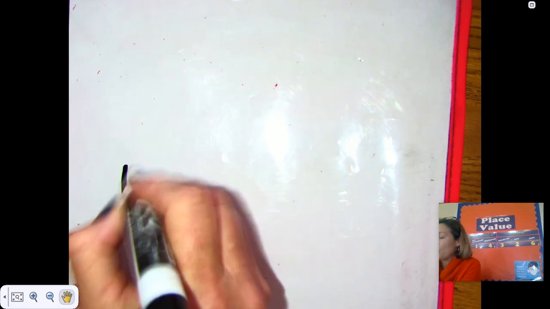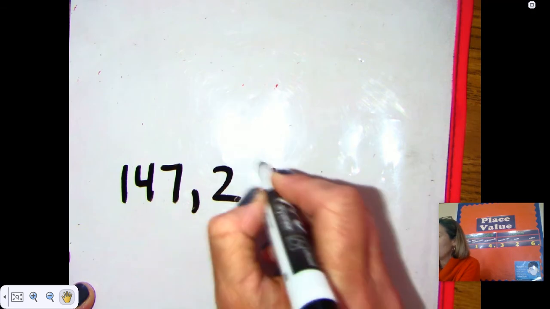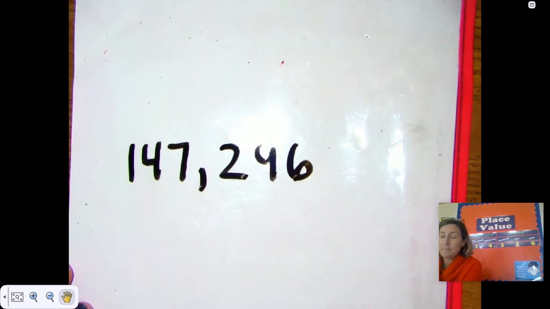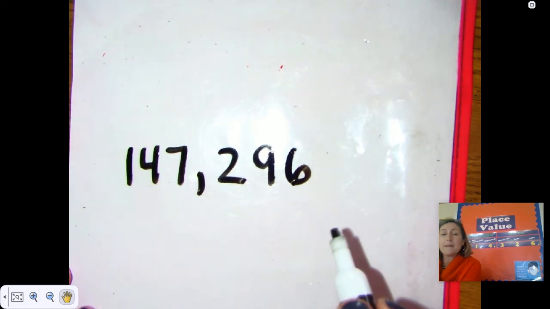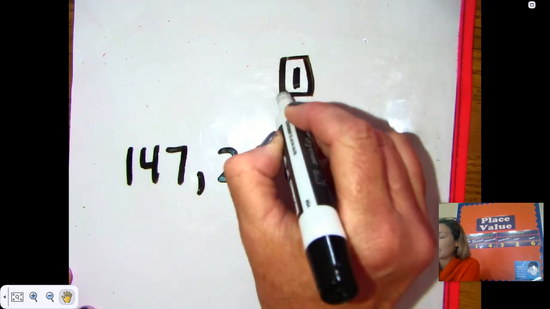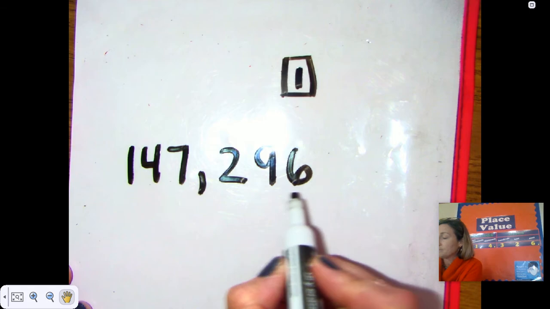All right, we're going to do one more together and then we're going to move on. Okay, if we had the number 147,296, and they said what place value spot is the 1 in? So we're looking for the place value spot of the 1. So here would be our strategy.